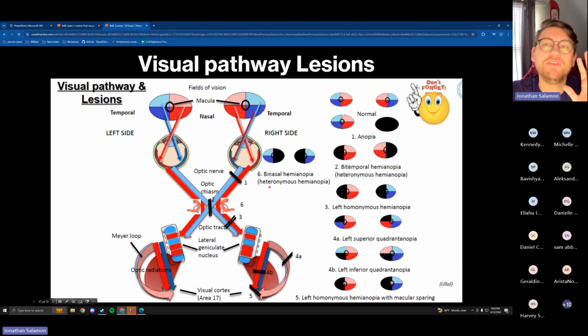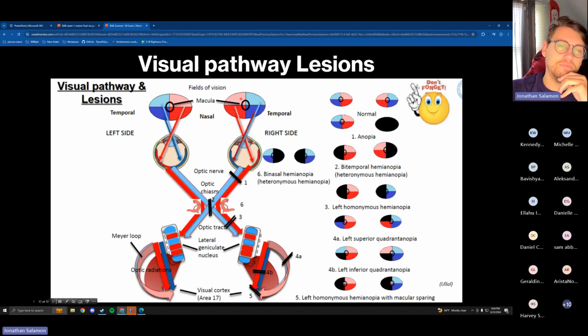If you have the same region, either temporal or nasal, that's missing in both eyes, then you know it has to be at the optic chiasm because it's the only place that they cross, right? Specifically, it's usually going to be bitemporal hemianopia. Why? Because this is crossing and the pituitary is right there, and it's really easy to get pushed on.